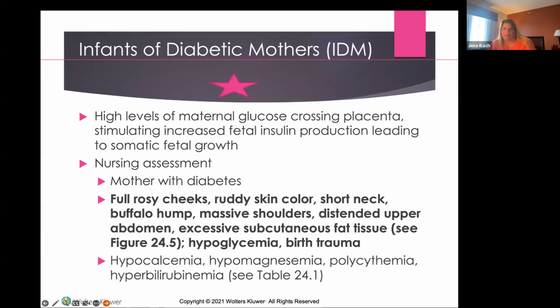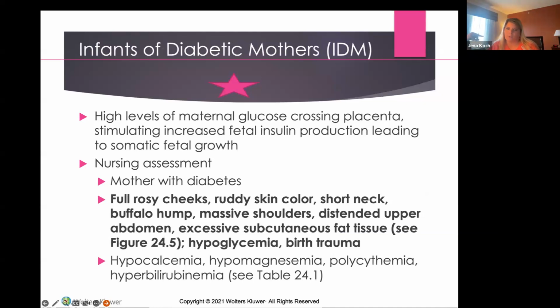So, infants of diabetic mothers. Again, we've talked about this a little bit in other chapters. High levels of maternal glucose cross the placenta. It stimulates increased fetal insulin production, leading to somatic fetal growth. So the infant will have full rosy cheeks, a ruddy skin color, a very short neck, and can also have a buffalo hump on the back of the neck.